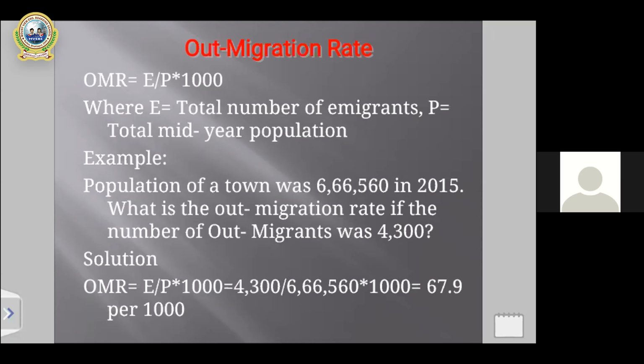Just like I told you, E means the outgoing number of population. Now, you can see in the example, out-migrants were 4,300. So 4,300 we have to put in E, divided by P. P means the total population, which was 6,66,560, multiplied by 1000. Now we do the cross multiplication, and the answer will be 67.9 per 1000. And in the case of unit, same as IMR, in OMR also the unit is per 1000.